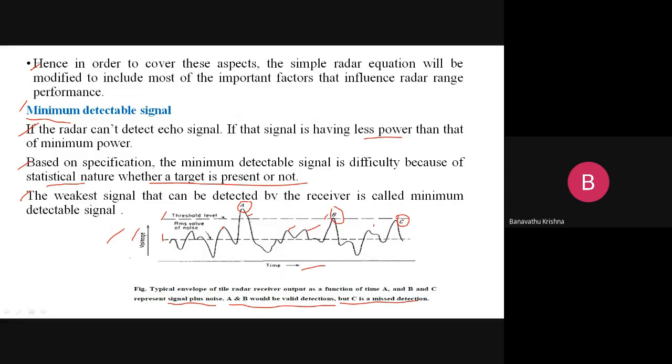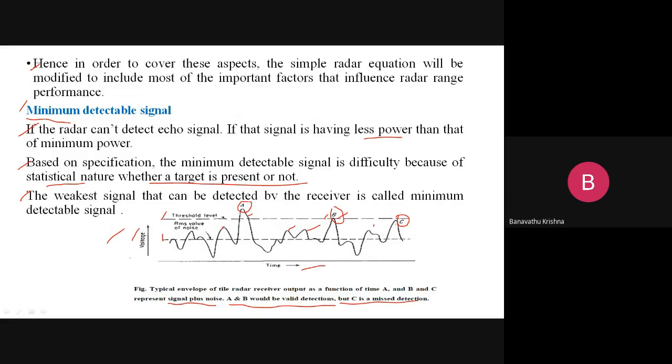Then only such types of signals are crossing over this or exceeding this level. Then only we can identify the target is present in the space. Okay. And the second point here, the signal strength is equal to the threshold level. Here also, again, the target is present in the space. It is also a valid indicator.